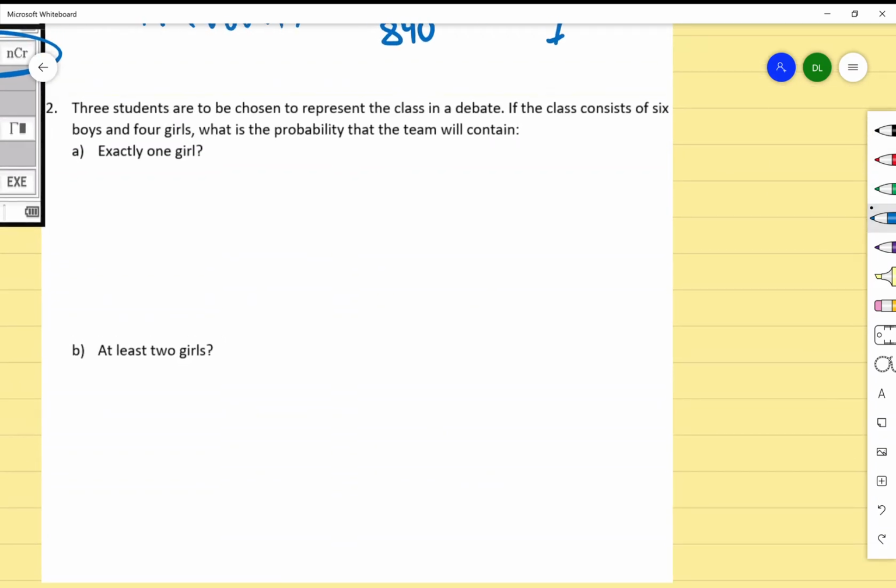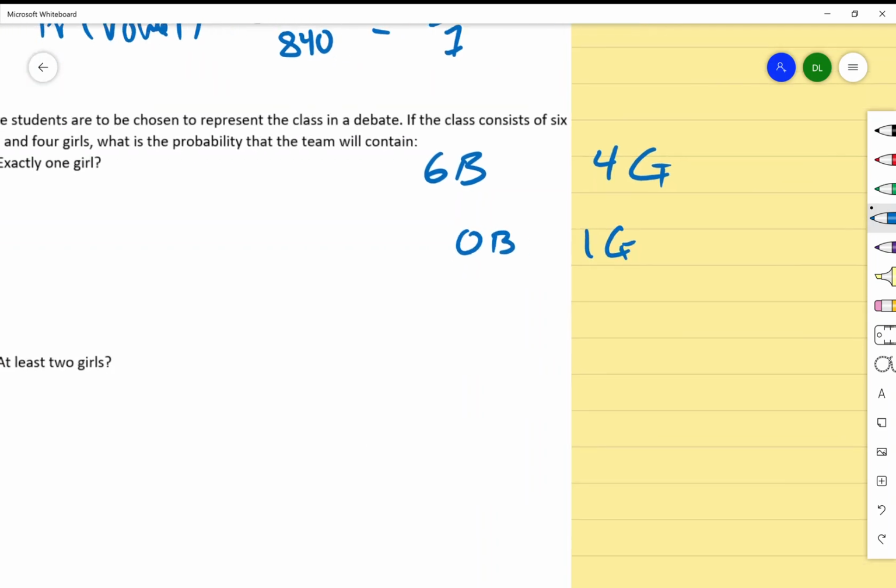So I'm going to do this on the right hand side so we can see it a bit clearer. Now of course you know there are 6 boys, so I'm going to write 6b, and there are 4 girls. Now if we're choosing 3 students, let's try and figure out every combination possible. Of course we're using combinations because it doesn't say anything about order, does it? So if we're looking at combinations, we know that the first possibility is that they're all girls. So if it's 0 boys and 1 girl, how would we solve that?